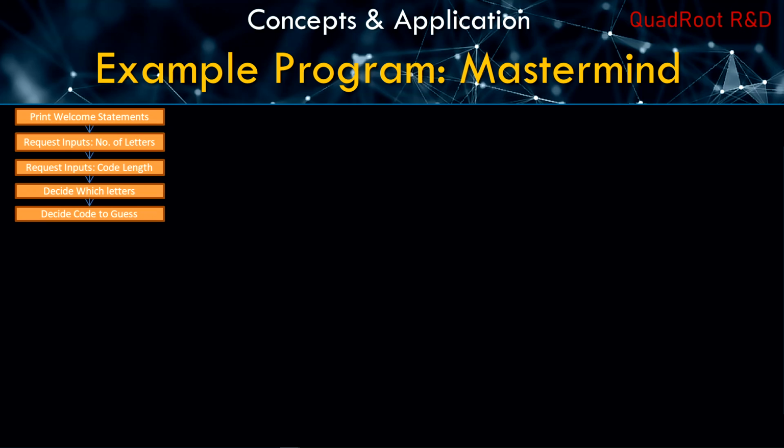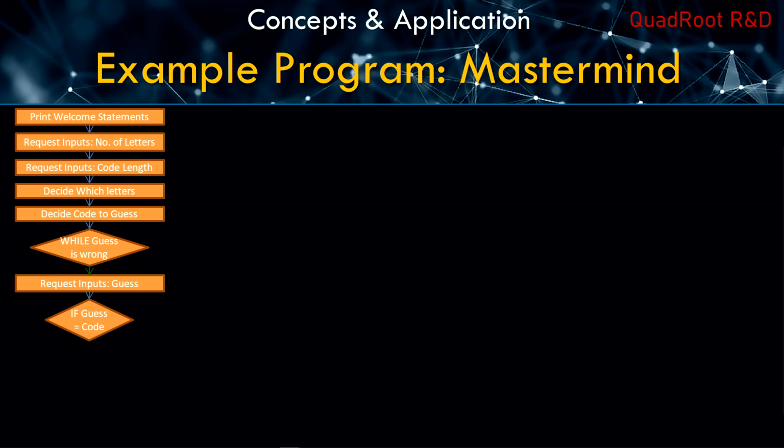Then it's time for the computer to decide the code. Now obviously we would use some sort of random function here. Then we will have to do the check. And since we're going to do this check many times, we might as well use a loop. And while it's wrong, we will request for inputs of a guess. And if the guess is correct, we will print correct, and then we'll end the program.